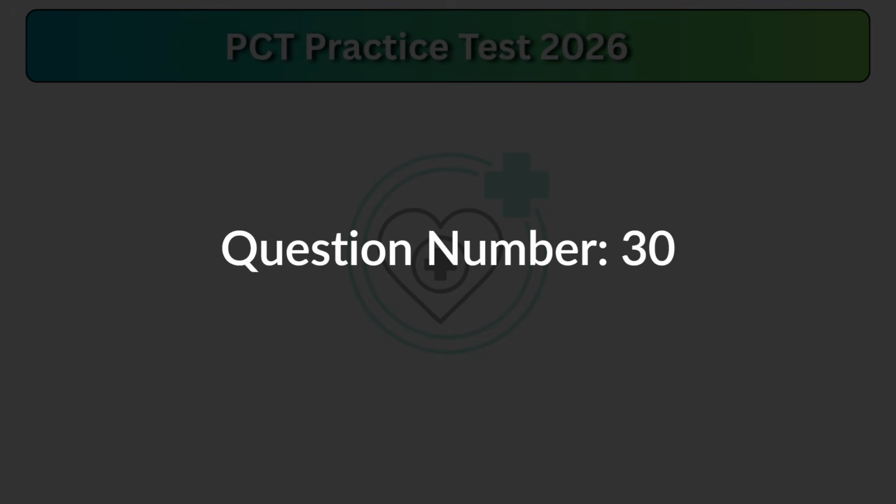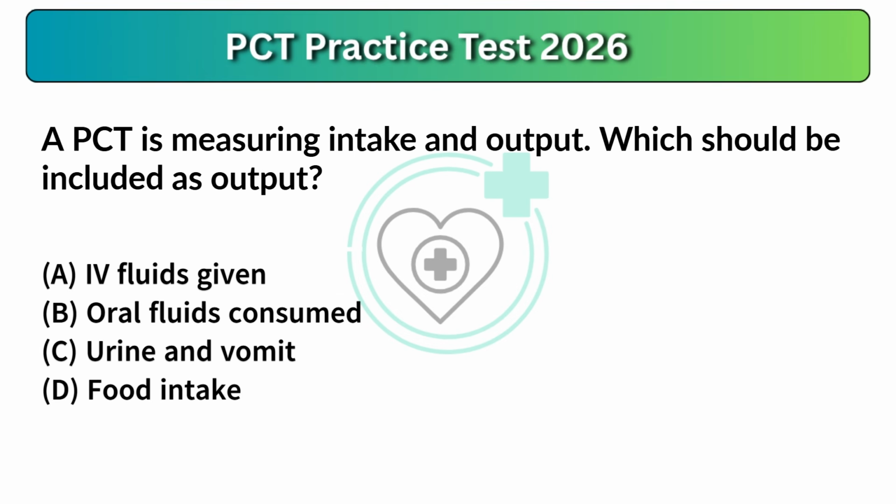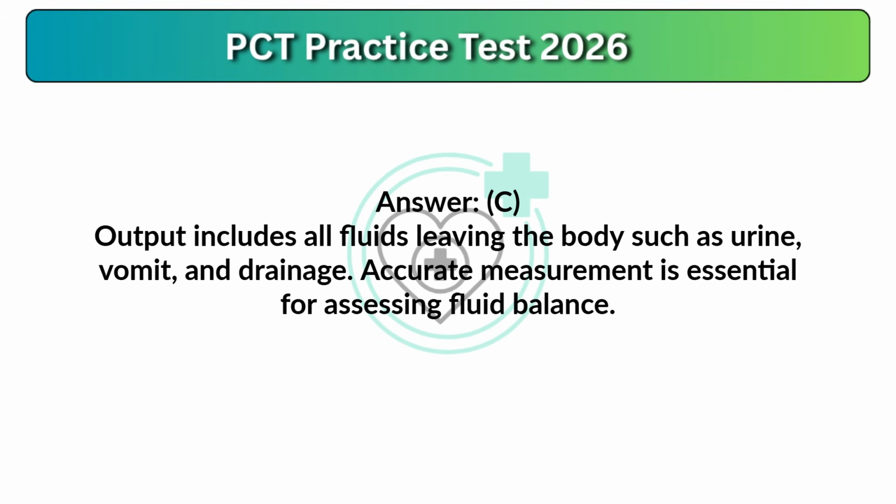Question number 30. A PCT is measuring intake and output. Which should be included as output? A. IV fluids given. B. Oral fluids consumed. C. Urine and vomit. D. Food intake. Answer C. Output includes all fluids leaving the body such as urine, vomit, and drainage. Accurate measurement is essential for assessing fluid balance.